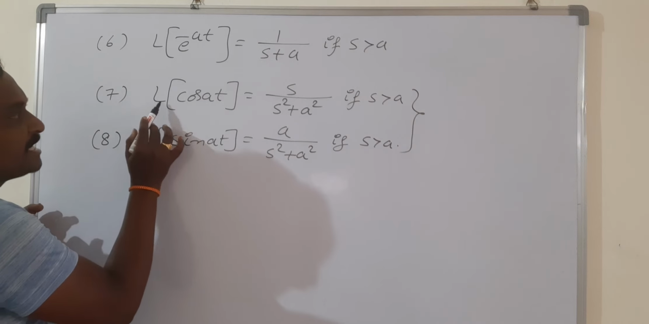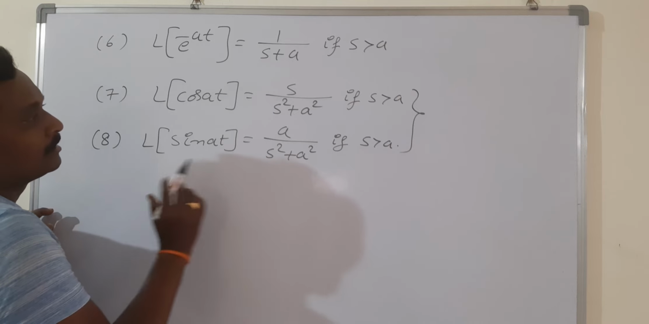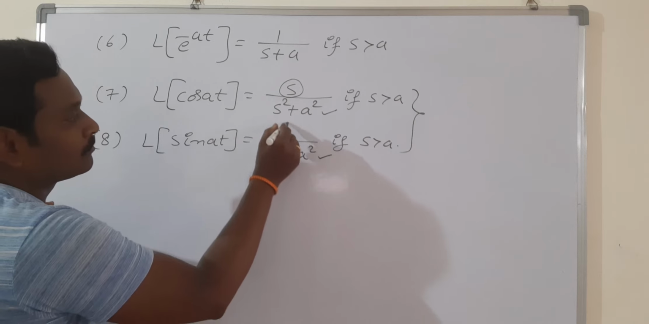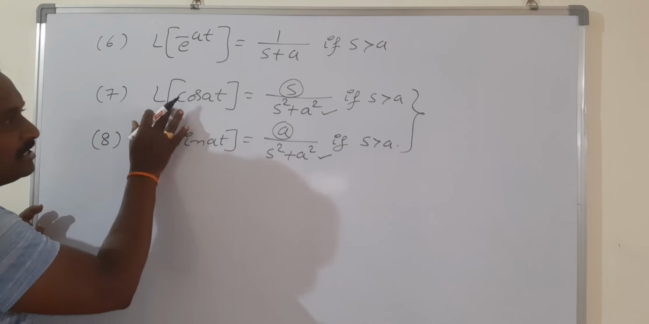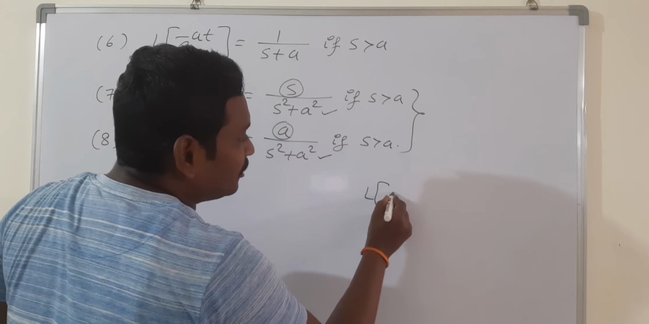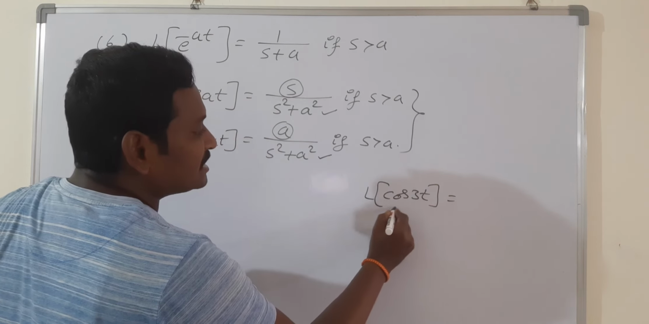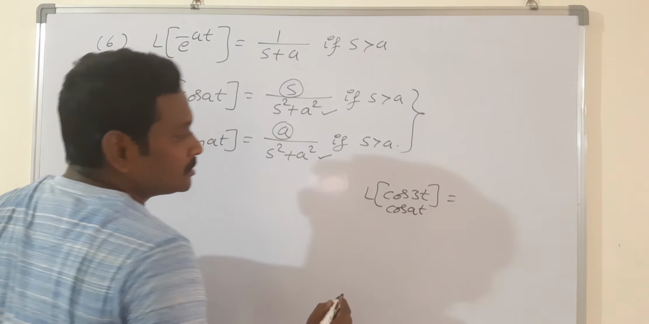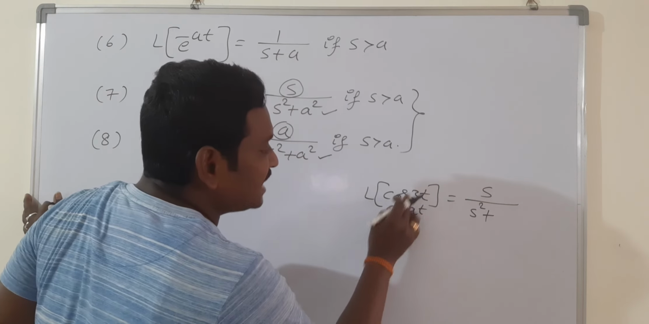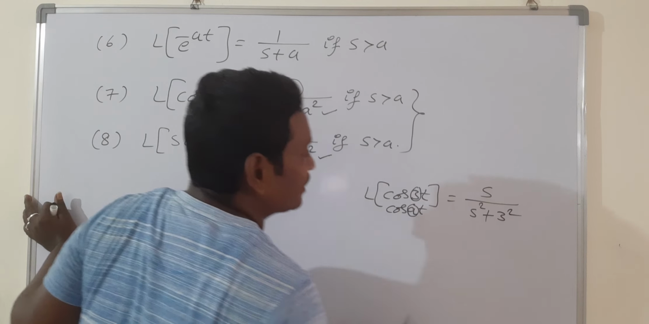Please observe the difference between these two formulas. L of cos at and L of sin at are very important formulas. Both denominators are the same, the numerator is different. For example, we have to find out L of cos 3t. Then it is in the form of cos at. So in the numerator s will come: s by s square plus a square, where a is the coefficient of t, which is 3 square.